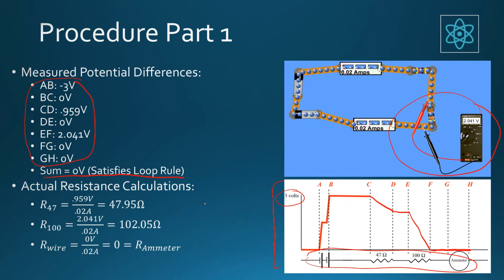The lab then asked us to calculate the actual resistance for the two resistors, the wire, and the ammeter, which was accomplished through Ohm's law, V equals I times R.